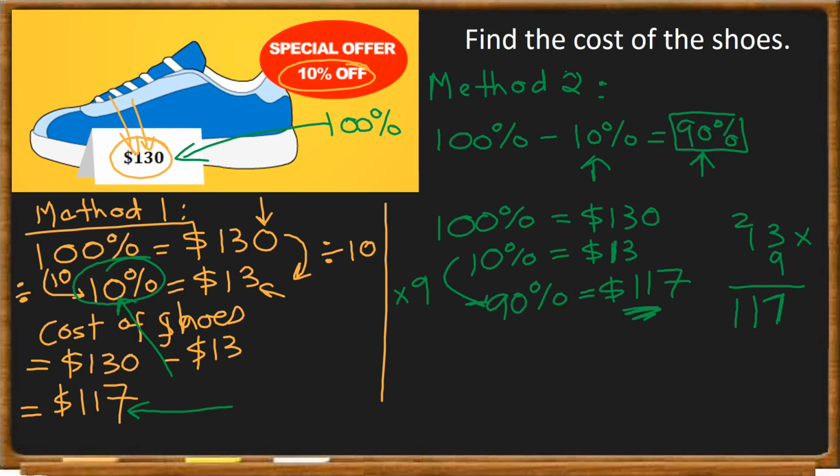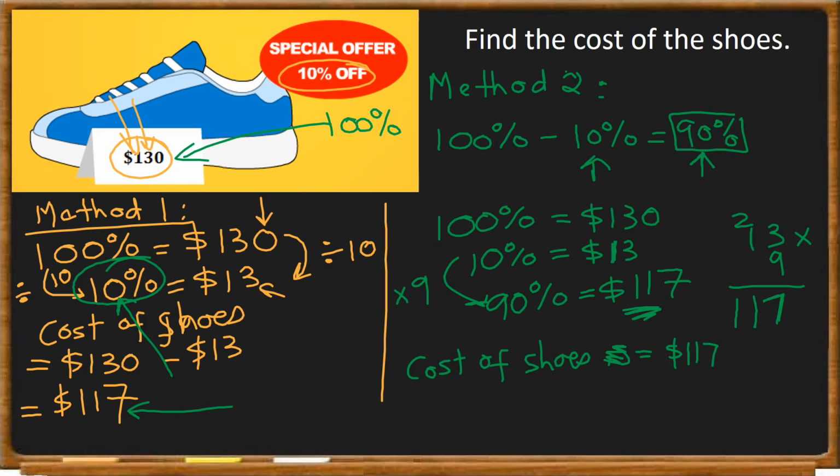So make it clear that the cost of the shoes equals $117. We're going to have a look at another example.